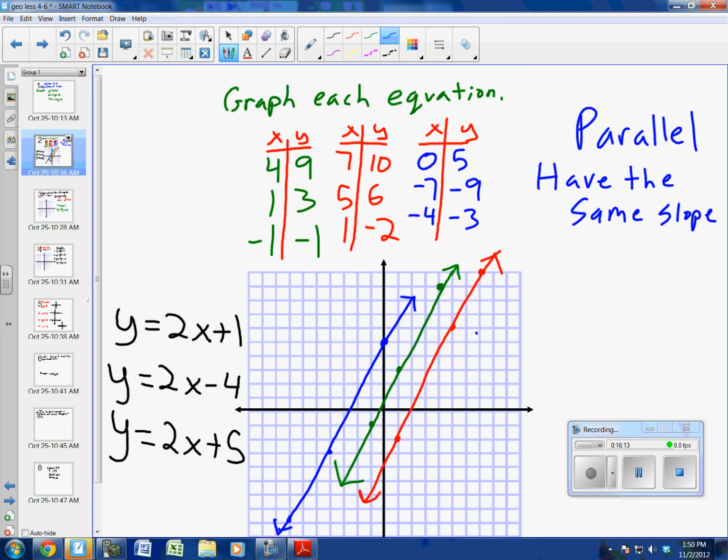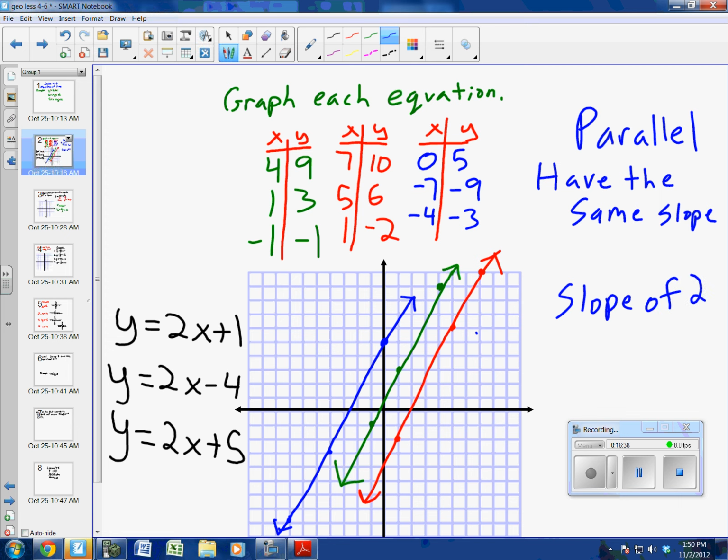Up 2 over 1, up 2 over 1, up 2 over 1. Every time we go up 2 and over 1, we're back on the line, right? On that one, let's look at this one. Up 2 over 1, up 2 over 1, up 2 over 1. This one over here, up 2 over 1 again. Every time we go up 2 over 1, we're back on the line. So these all have a slope of 2.